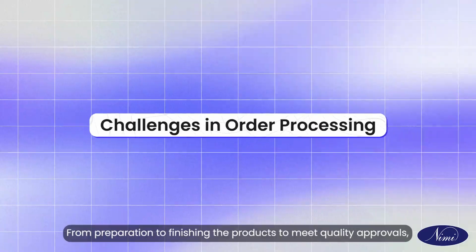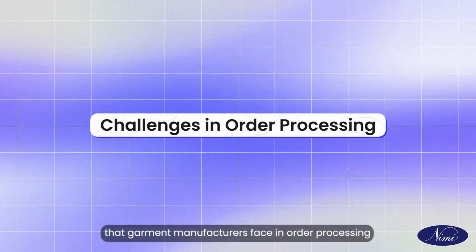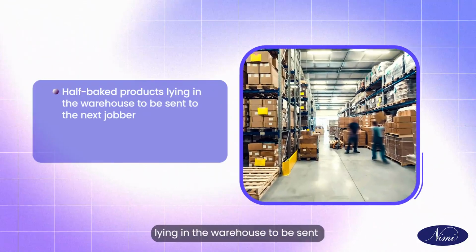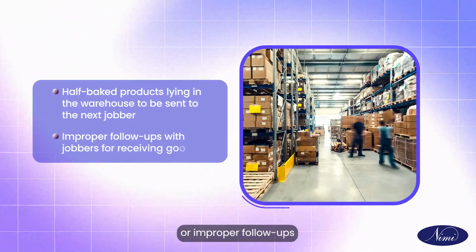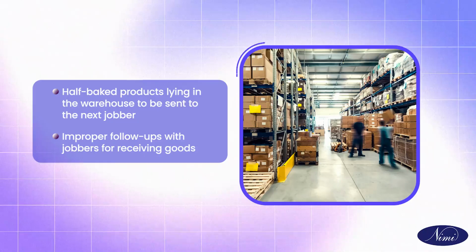From preparation to finishing the products to meet quality approvals, there are various challenges that garment manufacturers face in order processing. Half-baked products lying in the warehouse to be sent to the next jobber, or improper follow-ups with jobbers for receiving goods delay things in general.